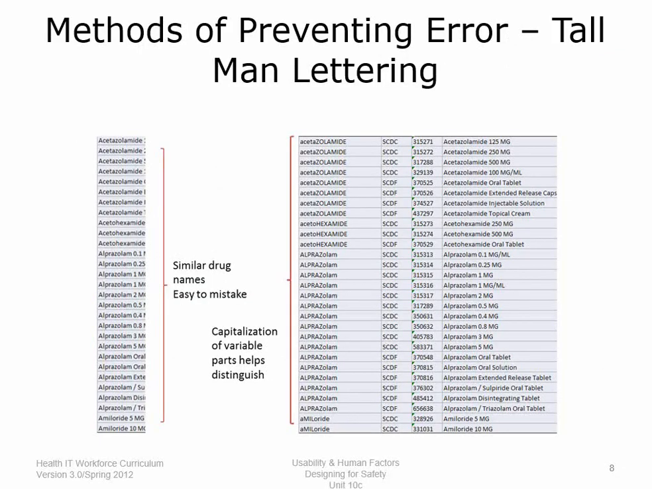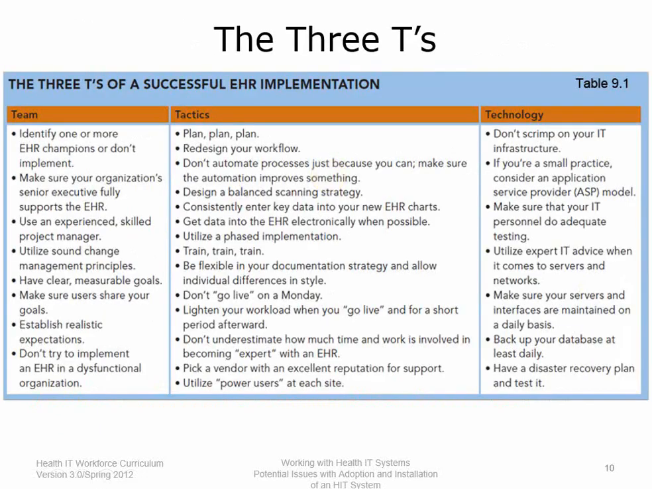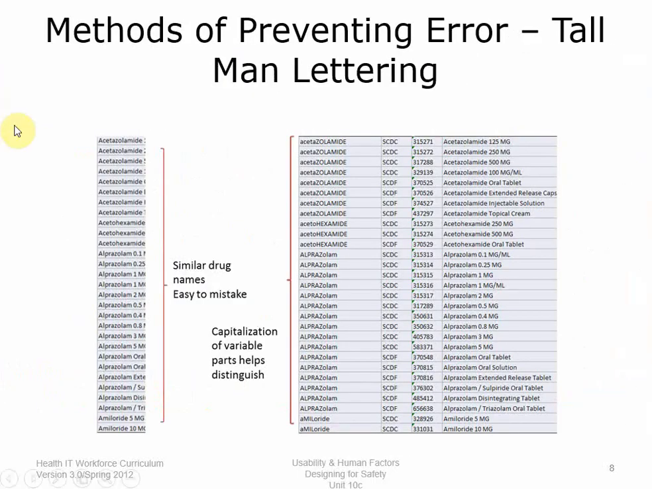Tall man lettering, I think we've talked about this a little bit back with the Institute of Medicine, but if you notice one of those medications, right here, the first three letters, ACET, you've got acetazolamide and acetohexamide. The difference is the hexamide and the zolamide. So those are what are in capitals. There's more about tall man in your discussion forum, but think about how you can help with bold, with fonts, with colors, to bring things to people's attention to prevent errors.